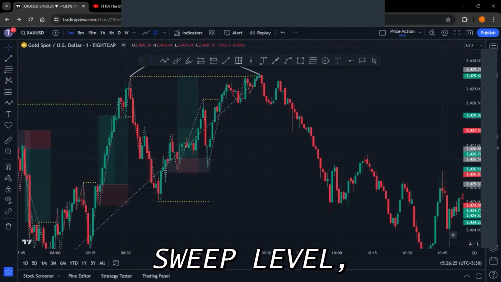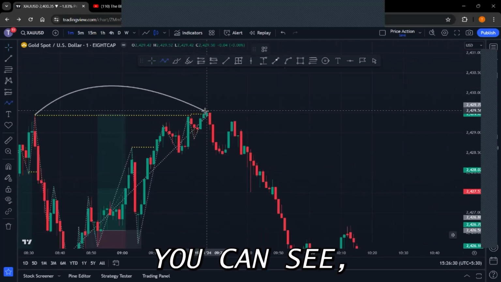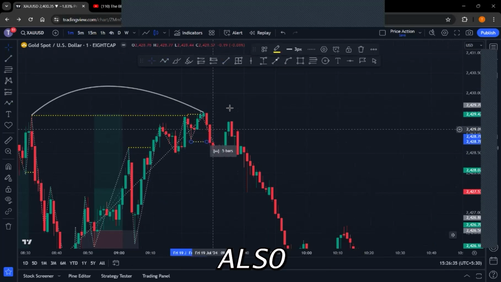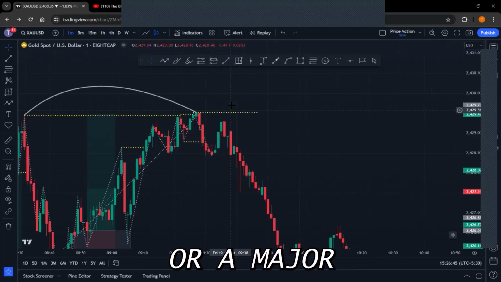Okay, now from this sweep level, what we need to understand is that the price created a lower low. As you can see, the price was creating higher highs, then created a lower low in the market, taking out the inducement, also triggering one of the major important breakout structures, or major resistance, in the market.